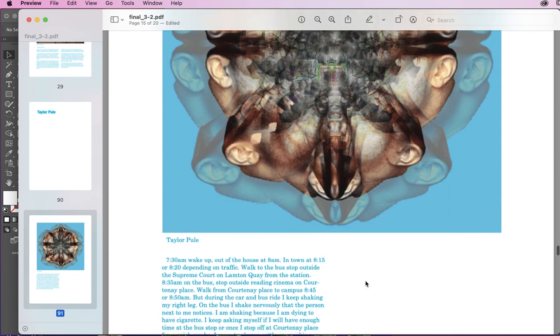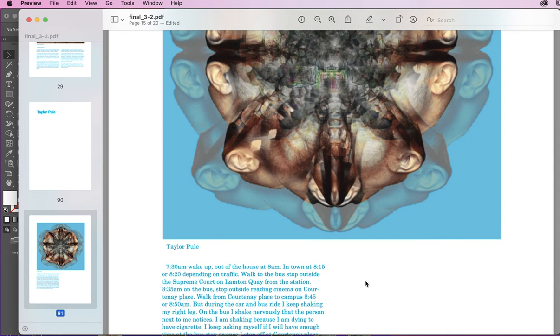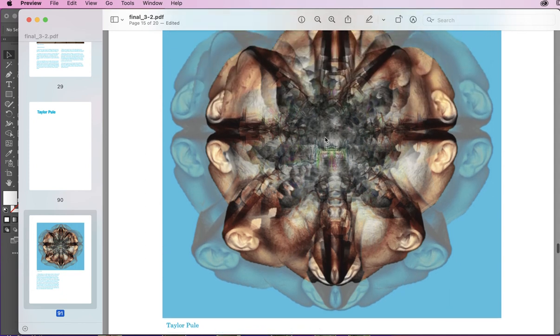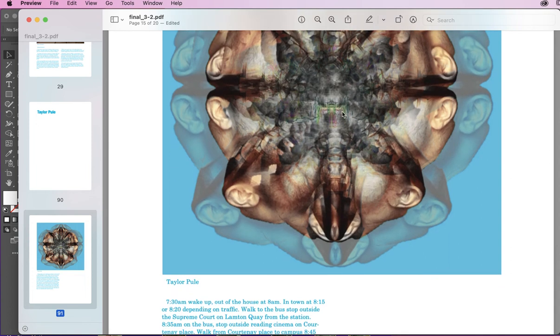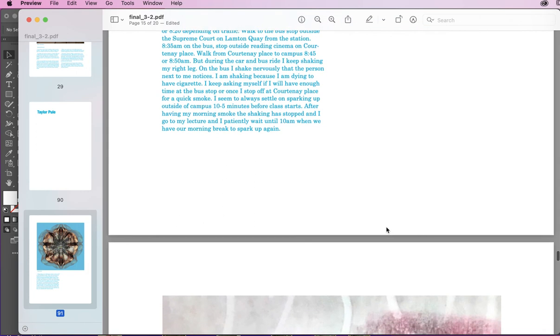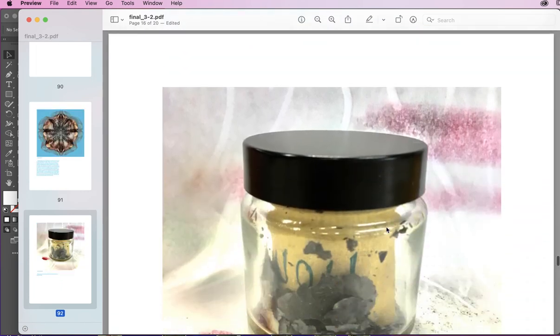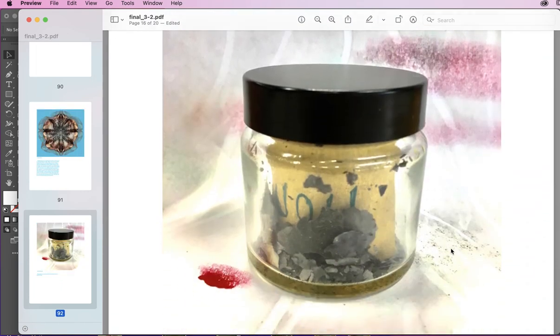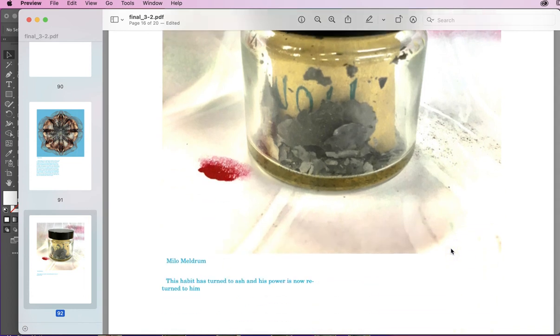The next person had a really beautiful response where they were a jewelry student, and they used alchemy a lot in their jewelry. That was the kind of focus for their major project. And what they did is they took this image, I think they might have taken the center and doctored it up, and they burnt it and created these ashes that they put in a jar. And it was this kind of alchemic reaction. And they just wrote, this habit has turned to ash, and his power is now returned to him.